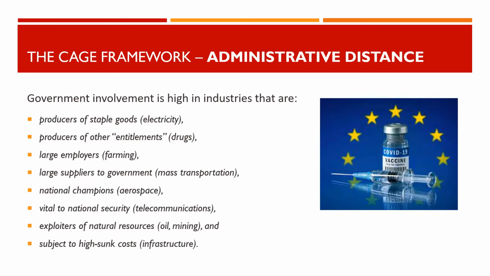In considering administrative distance, government involvement is high in industries that are producers of staple goods, such as electricity, producers of other entitlements, such as drugs. Consider the vaccine challenges during the global pandemic of 2020. Large employers, such as in farming. Large suppliers to government, for example in mass transportation.